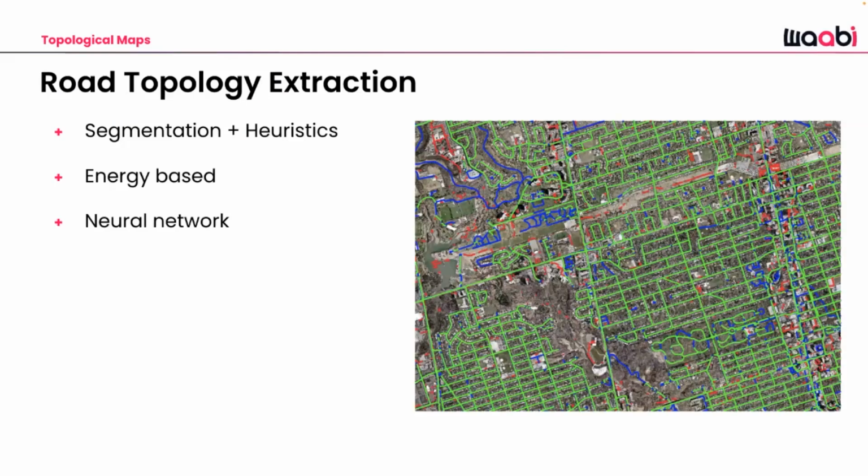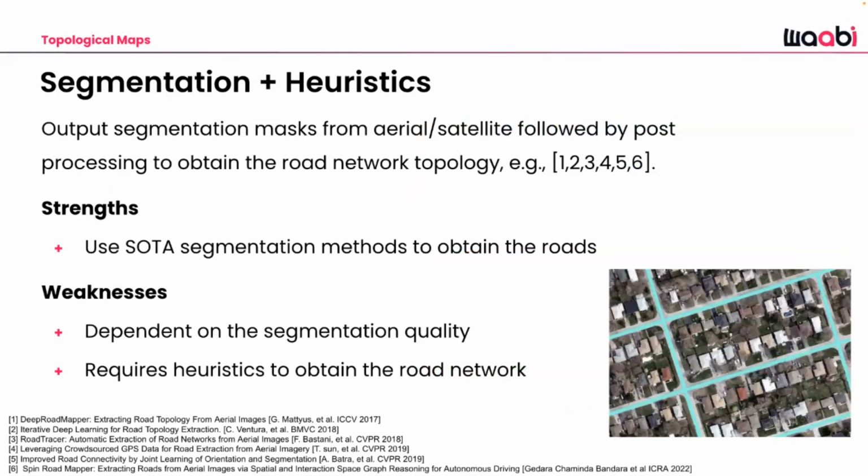Now, as far as these topological maps go, in the industry, you have kind of three different approaches to build these maps. You have a more old school approach that is segmentation followed by heuristics. You have energy-based methods, and then you have fully neural network approaches. One of the most classic ways to do this is segmentation followed by heuristics. And the idea here is essentially, for example, if you're interested in road segmentation, you might perform road pixel binary semantic segmentation on aerial imagery or satellite imagery or whatever. And then you would post-process this information somehow to obtain a road network. So maybe doing some sort of graph extraction.